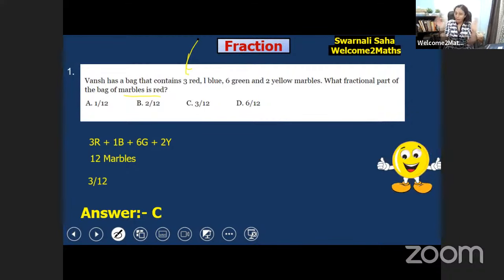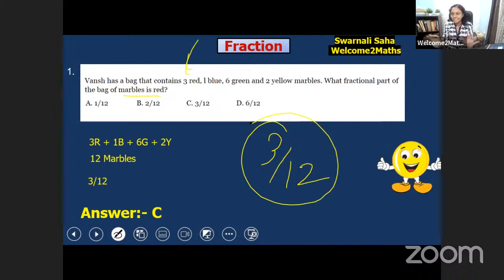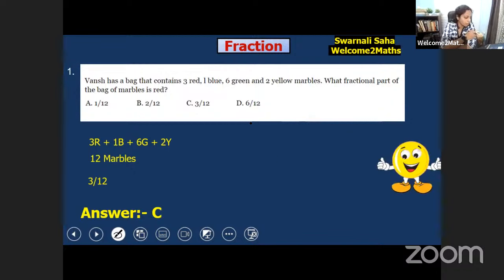So we just have to count the total numbers and the value that we have to find out. Just like here, we have to find out the fraction of red marbles. So what do we have to do? 3 red marbles. So we do the fraction in this way: 3 by 12. Okay, it's so easy to do. 3 by 12.